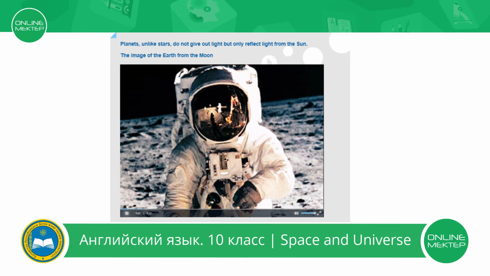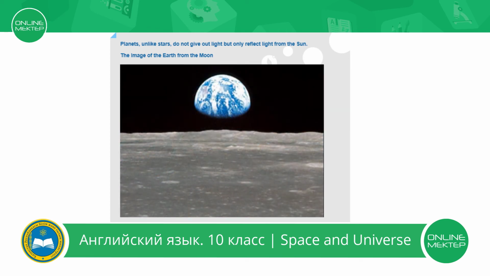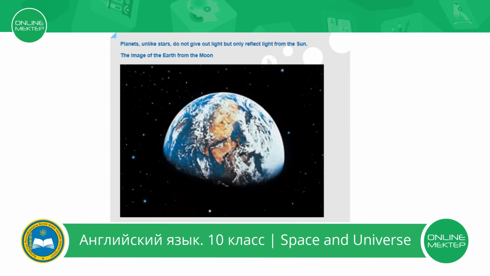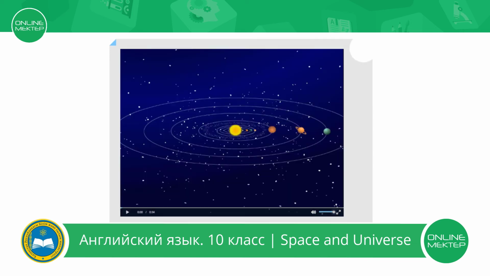Astronauts who landed on the Moon in the 1960s and 1970s were able to see the Earth because it reflects light from the Sun. They could not see the part of the Earth that was facing away from the Sun. Planets, unlike stars, do not give out light but only reflect light from the Sun. Here is an image of the Earth from the Moon. As you can see, only a part of the Earth is visible, and the last video for today will tell us about the planets that can be seen from the Earth.